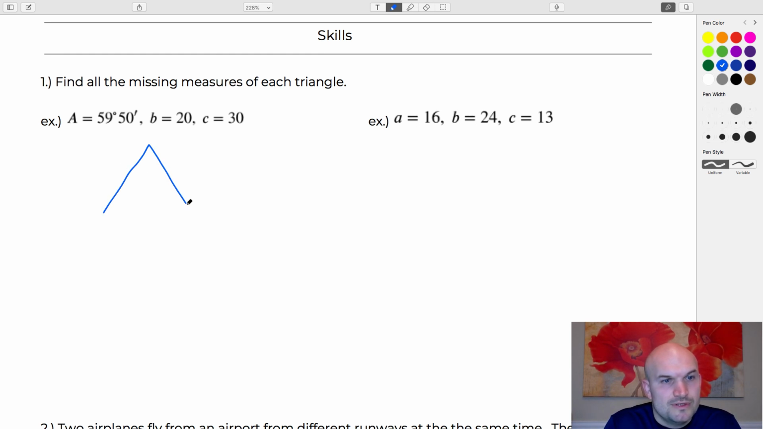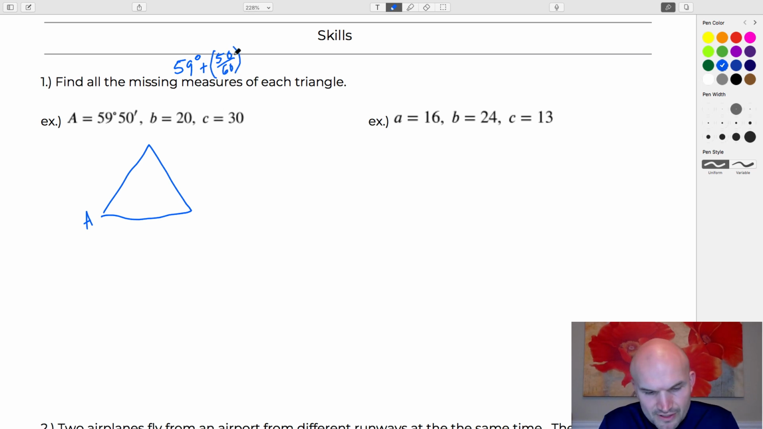So let's go ahead and represent this information as a triangle. I'm just going to go ahead and label things. We'll call that A. Now, 59 degrees and 50 minutes. One thing we're going to need to do is convert that to the decimal system. So I say 59 degrees, and that's going to be plus 50 over 60.